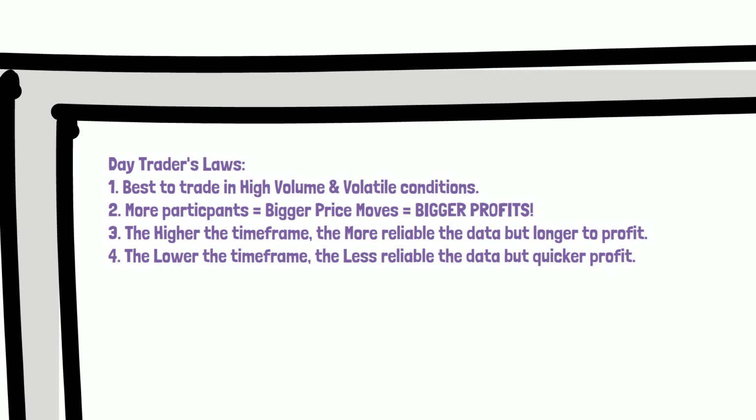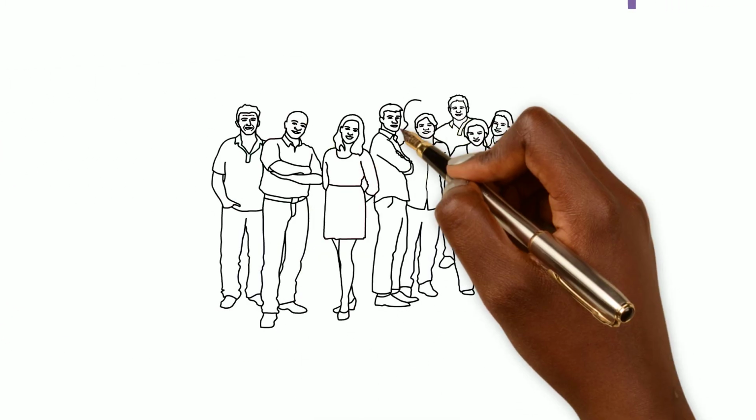And number 4, the lower the time frame, the less reliable the data, but the quicker the profit, and these are for scalpers. And by chance, if you don't know what scalpers or swing traders are, there are many different ways to day trade. So I'll be discussing that in further videos. And lastly, the only thing that you really need to make money from day trading is price and volume. I'll also be discussing this in further videos.